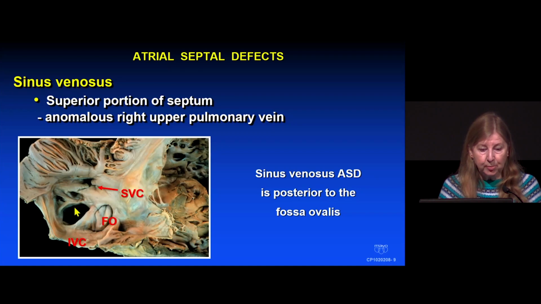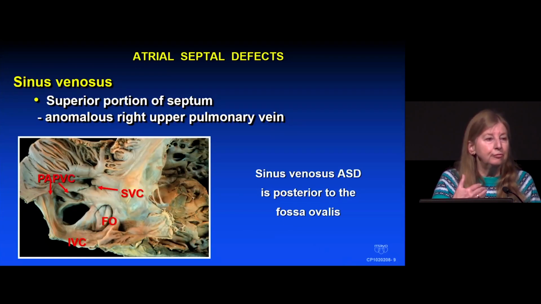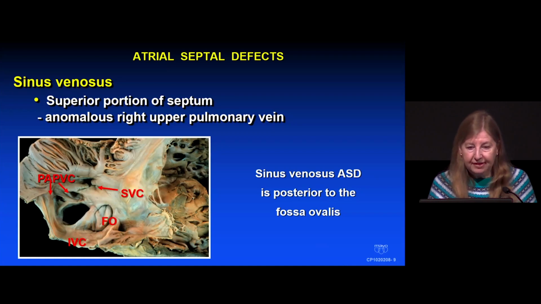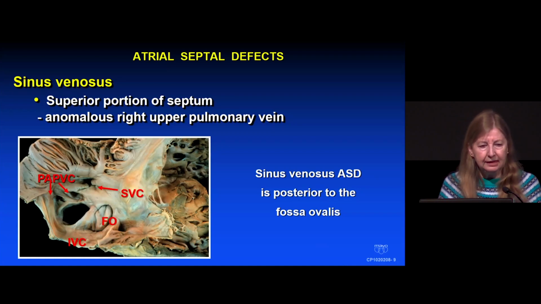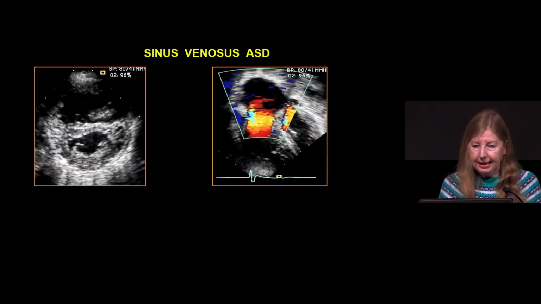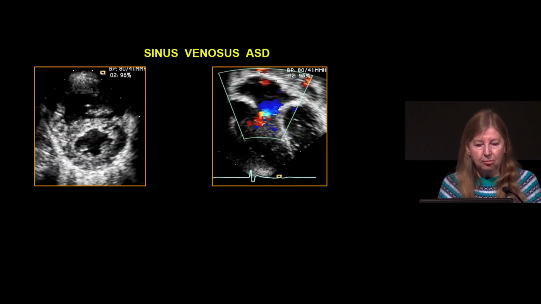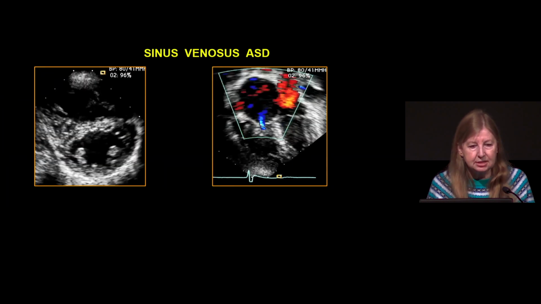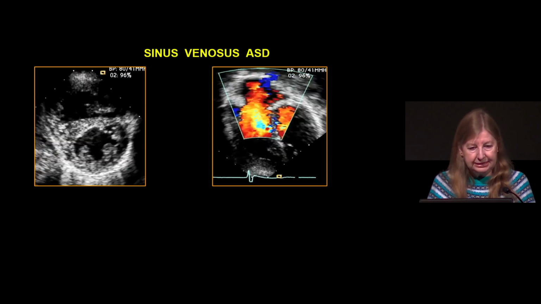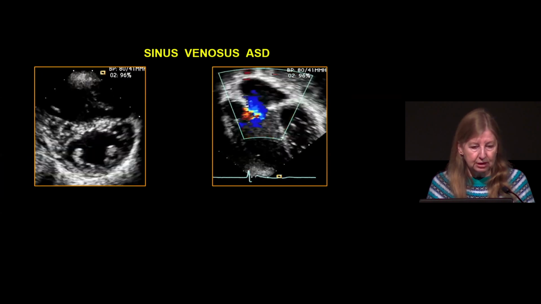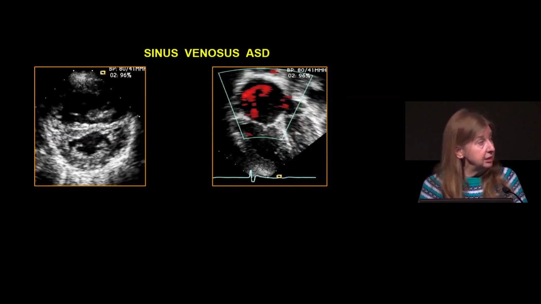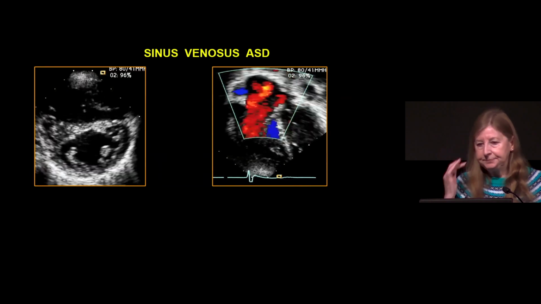And it's in the superior portion of the septum, and it's also associated with anomalous right upper pulmonary vein almost always. So it's a double volume overload for the right ventricle. So how do you find these on transthoracic echo? So here's an example. You can see in the short axis format, that LV is a bit D-shaped and the right ventricle is enlarged. And this one is also hypertrophied.